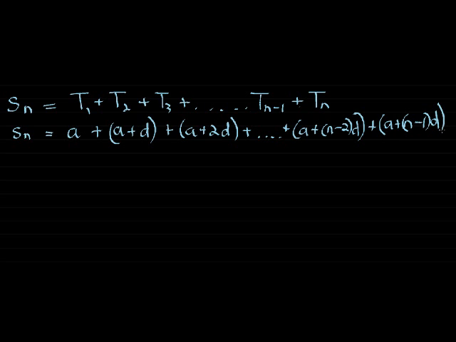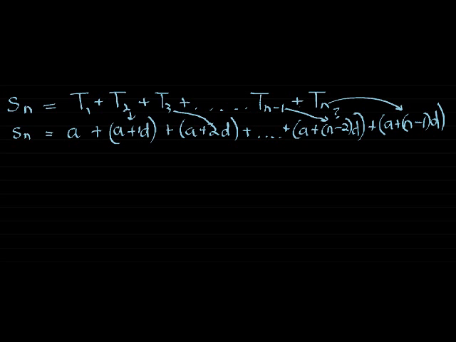Why is it minus 2 for the second last term? Just look at how every time I've subtracted 1. For term 2 I have a 1 in front of the d, for term 3 I have a 2 in front of the d. Every time I'm subtracting 1, so if I subtract another 1 from n minus 1, I get n minus 2. And for the last one I have n minus 1. Those are the terms.